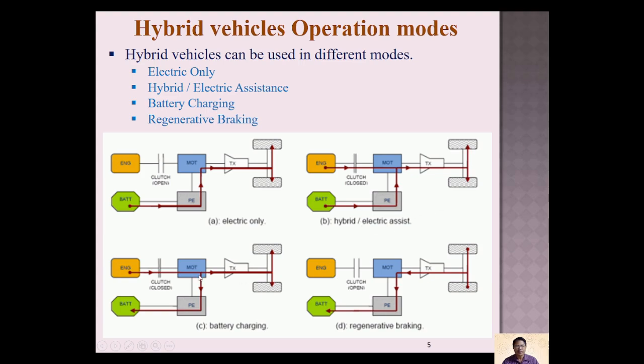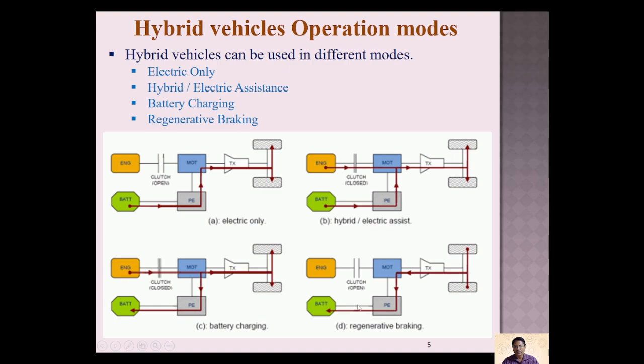Then battery charging: the engine is running and the motor is also running, and that motor acts as a generator that charges the battery in parallel. The battery is powered by the excess energy from the IC engine. After driving the wheels, excess energy is converted into electrical energy that is stored in the battery.